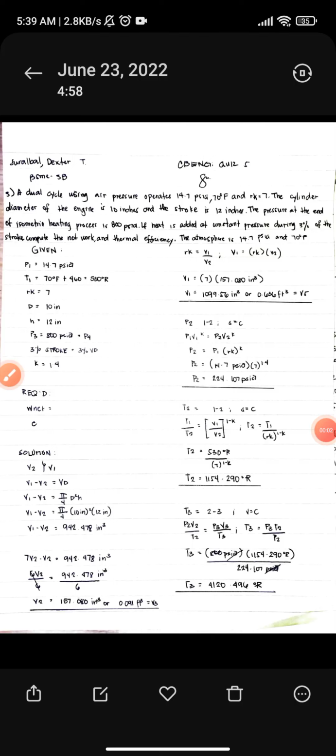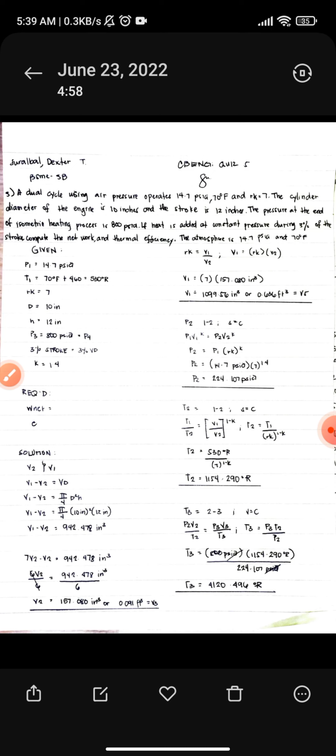So problem number 3. A dual cycle using air operates at 14.7 psia, 70 degrees Fahrenheit, and rk is equal to 7. The cylinder diameter of the engine is 10 inches and the stroke is 12 inches. The pressure at the end of the isochoric heating process is 800 psia. If heat is added at constant pressure during 3% of the stroke, compute the net work and the thermal efficiency. The atmosphere is 14.7 psi and 70 degrees Fahrenheit.